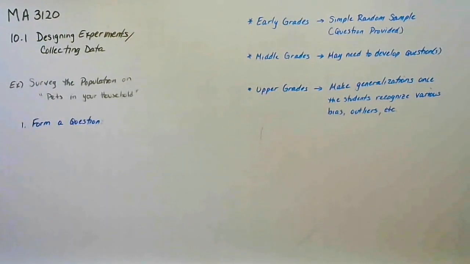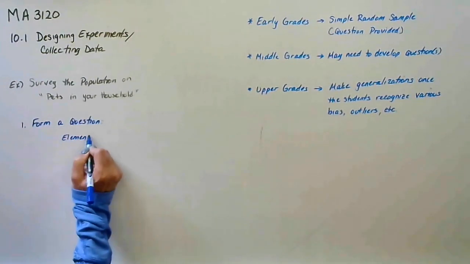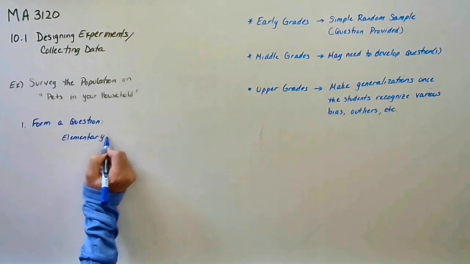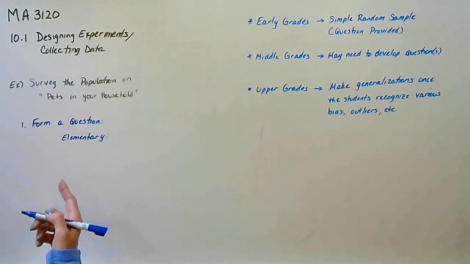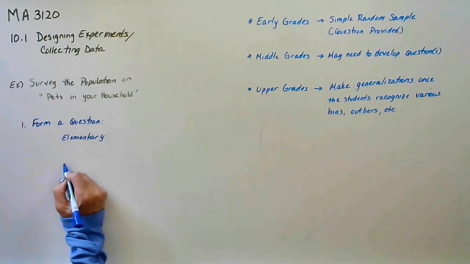Okay, so let's do this. All right, we're just going to go early, middle, and upper, or I'm going to call them elementary. That could be early. Now that could be elementary school, or that could be elementary grades like K through 2, K through 3. Then we're going to say middle.